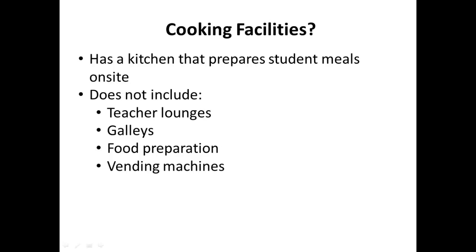It's probably going to be pretty easy to tell if it has cooking facilities. But if you're not familiar with the school, you may want to go back and just double check. Cooking facilities in Portfolio Manager means a kitchen that prepares student meals on site. So if it doesn't have that, then it's not considered having a cooking facility.